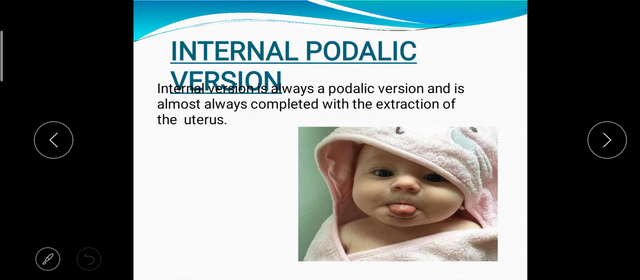So coming to the definition first, internal version is always a podalic version and is almost always completed with the extraction of the baby. In the first one I have told you it is done from the upside of the abdomen. We are not going to put a hand inside. External version means outside the uterus, we are doing it with the help of a hand above the abdomen.